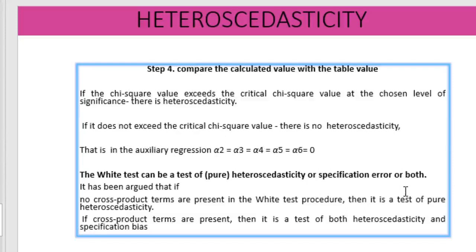It has been argued that if no cross product terms are present in the White test procedure, then it is a test of pure heteroscedasticity. If the cross product terms are present, then it is a test of both heteroscedasticity and specification bias. That is, White's test can be used for testing heteroscedasticity as well as specification bias. If we use the cross product term, we can test both; if the cross product term is not present, we test heteroscedasticity only.